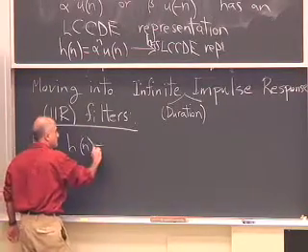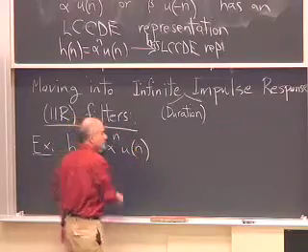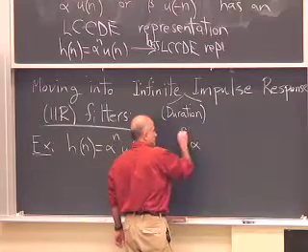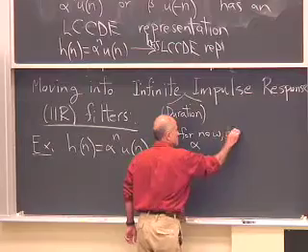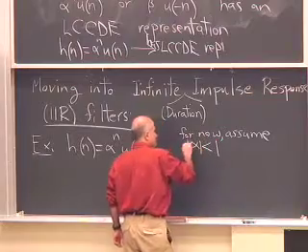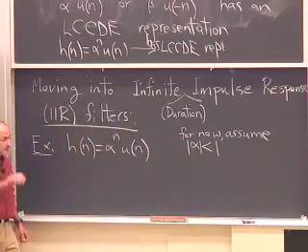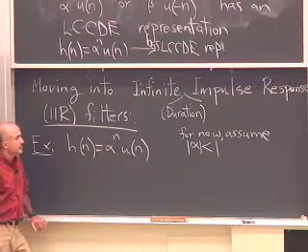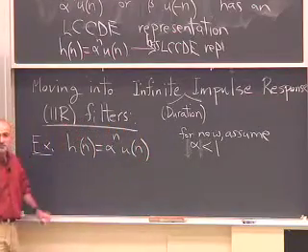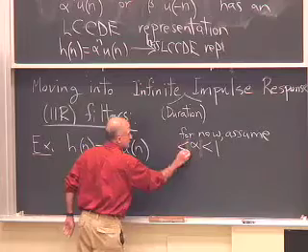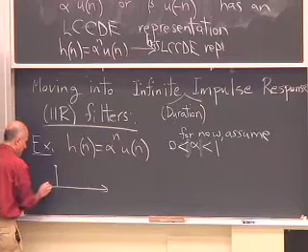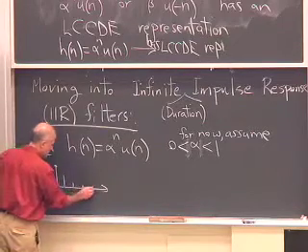H of n is alpha to the n, u of n. For now, I'll assume that alpha is real. For now, assume alpha is real and it's less than 1 in magnitude. Actually, let's keep it positive for now. Let's assume alpha is less than 1 and greater than 0. An example of this, when alpha is, for example, 1/2, is a decaying lollipop sequence.